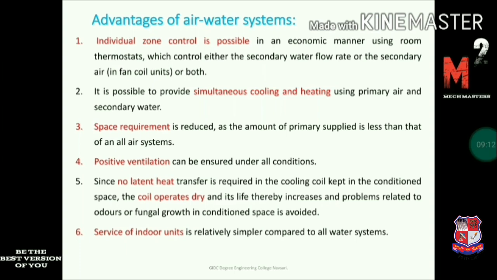The duct size requirement is reduced, as the amount of primary air supplied is less than that of an all air system. Here the heating or cooling load is partially carried by the primary air, and the remaining part is taken care of by the water line. So here the size of the duct is smaller compared to the all air system. In an all air system, 100% of the load is transferred to the air, so in that type duct size is larger.